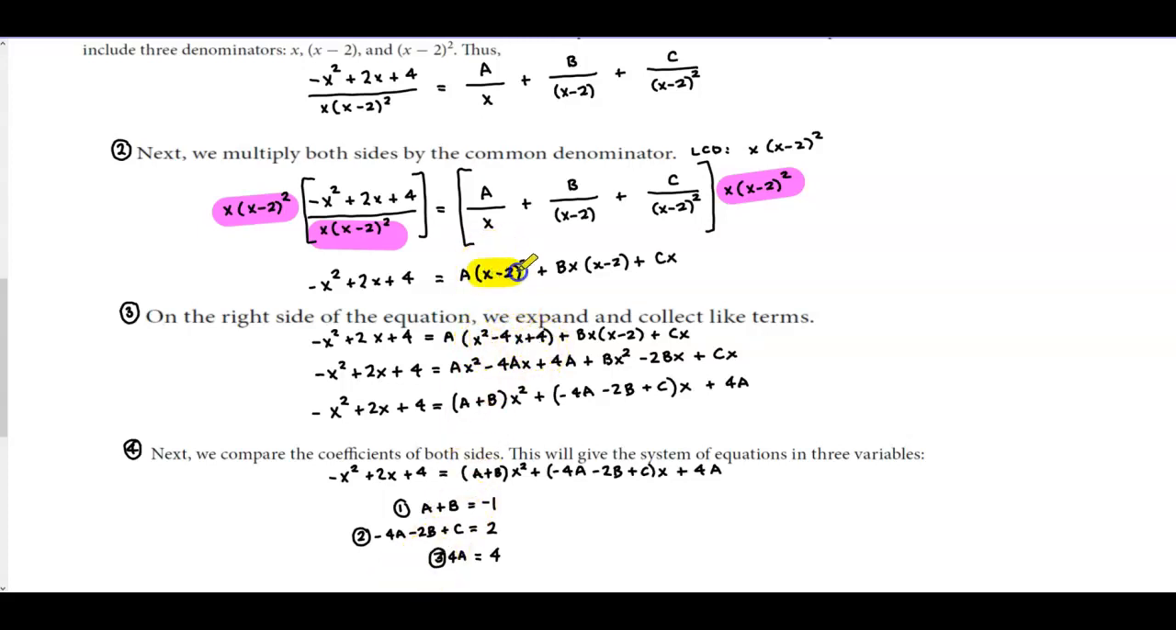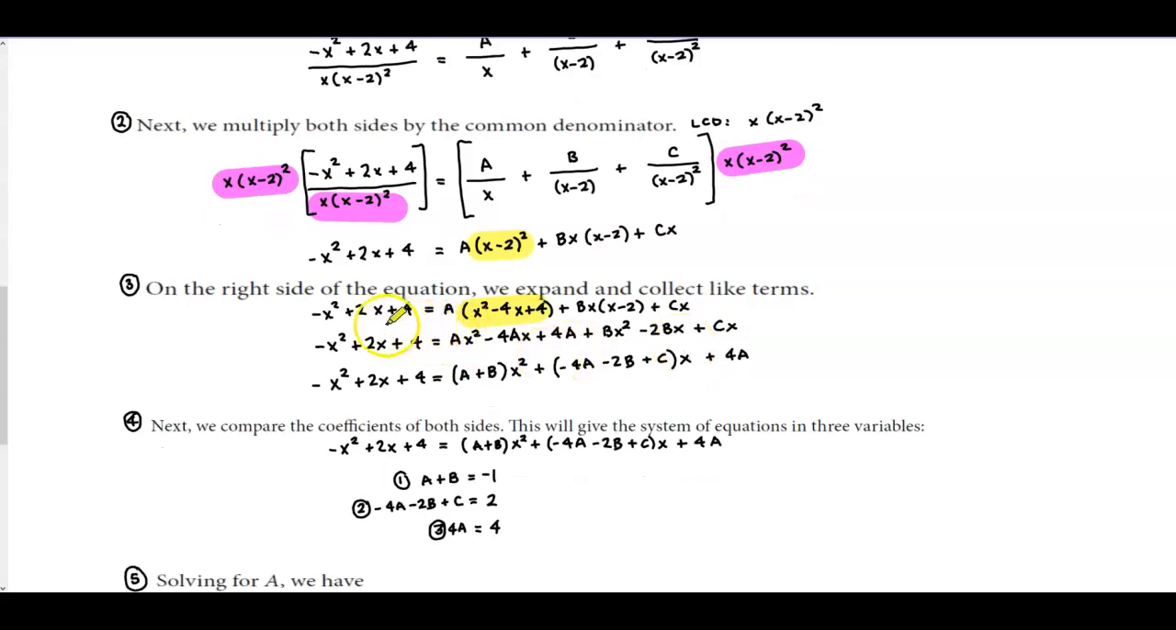So let me show you that here. And we're going to multiply it out to get x squared minus 4x plus 4. And then we're going to keep plus bx times x minus 2 plus cx. And now what we're going to do, we're going to keep the left side of the equation the way it is. We're going to distribute the a to those 3 terms. So we're going to get ax squared minus 4ax plus 4a.